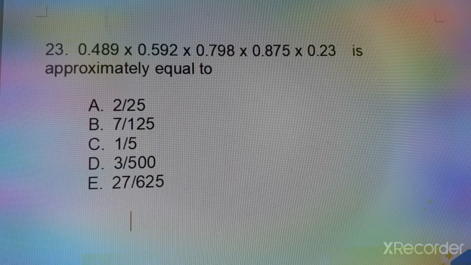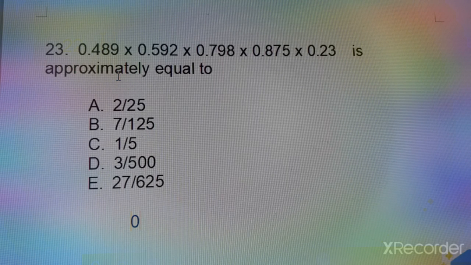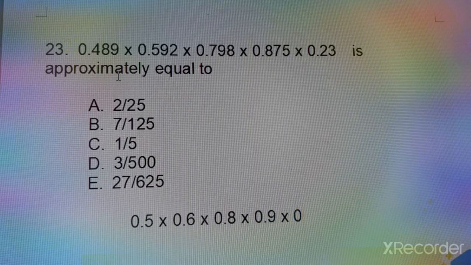So for your 0.489, rounded off to the nearest tenth, it's 0.5, times your 0.592, which is nearest to 0.6, then times 0.798, nearest to 0.8, times your 0.875, which is nearest to 0.9, and your 0.23 is 0.2.